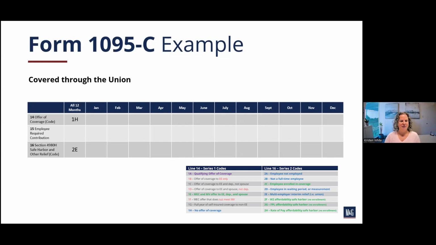Okay, our last clean form. This is for our union group. So for this person, we didn't offer them coverage all year because we paid into their union group. So you can use what they call a relief code there. That was our last clean one.